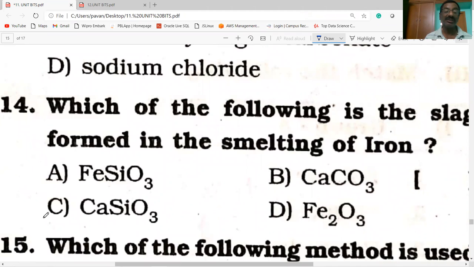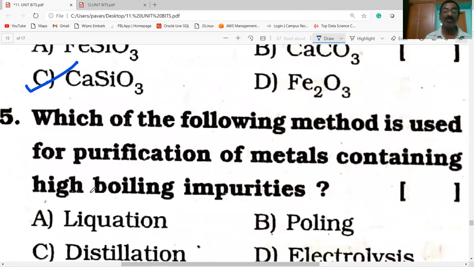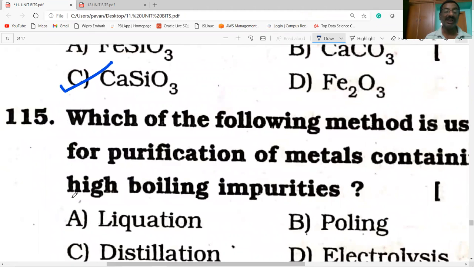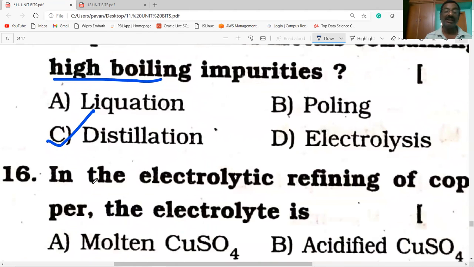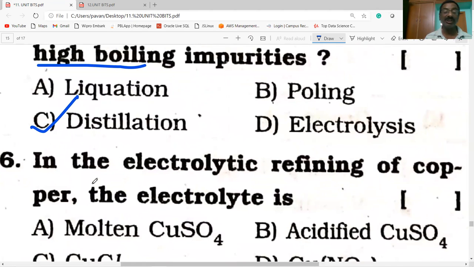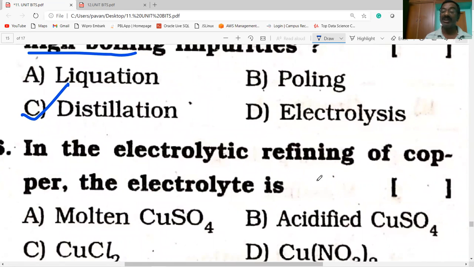Calcium silicate. Which of the following method is used in the purification of metals containing high boiling impurities? High boiling impurities remove cheyadaniki vaade paddhati edi? Distillation. In the electrolytic refining of copper, the electrolyte is electrolyte refining of copper.